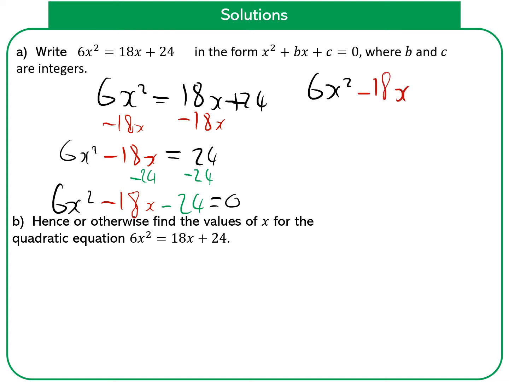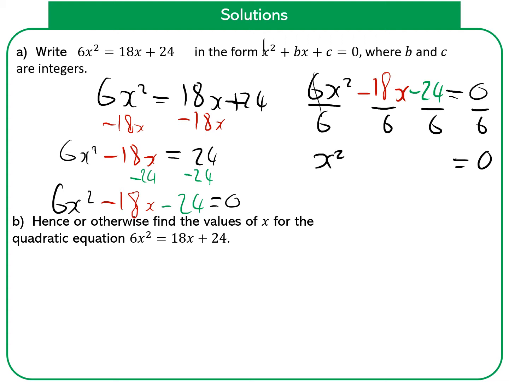If we look, we're actually quite close to our objective, except this is 1x squared and this is 6. So notice I can divide everything through by 6, but it's important I do that for every term. So let's divide everything through by 6. 0 divided by 6 is just going to be 0, so that's fine. 6 divided by 6 cancels, so I'm just going to get x squared. 18 divided by 6 is 3, and 24 divided by 6 is 4.